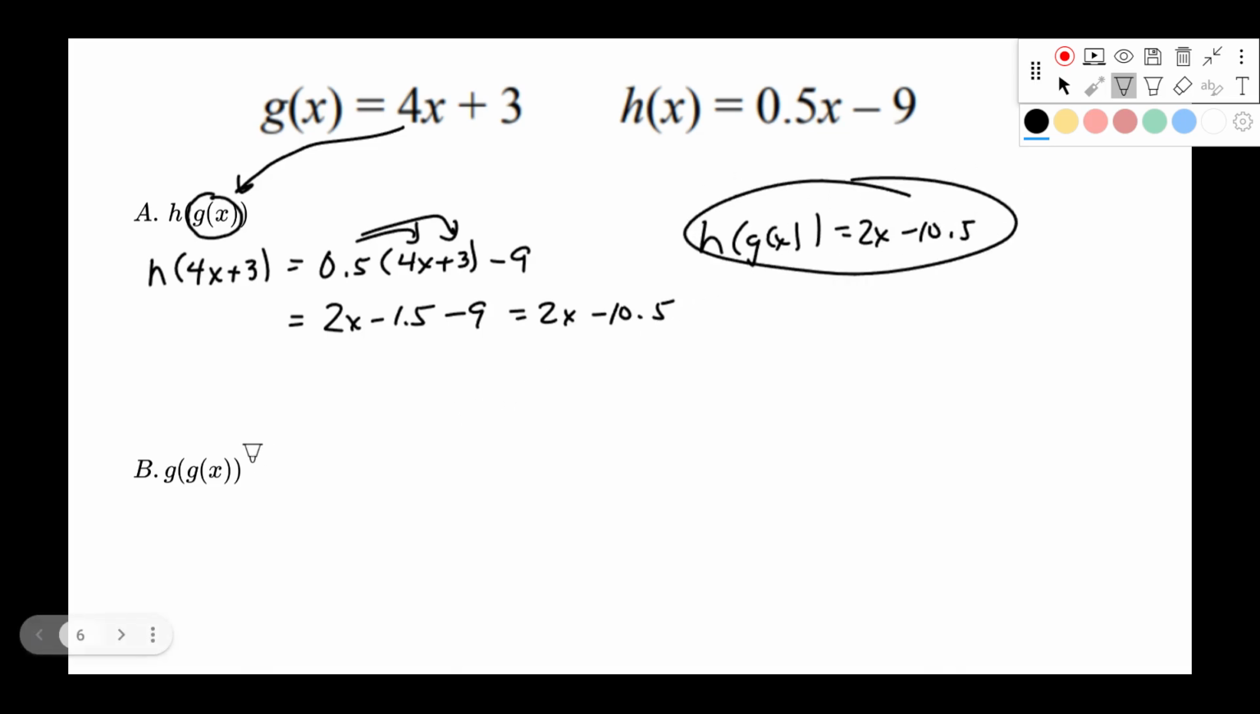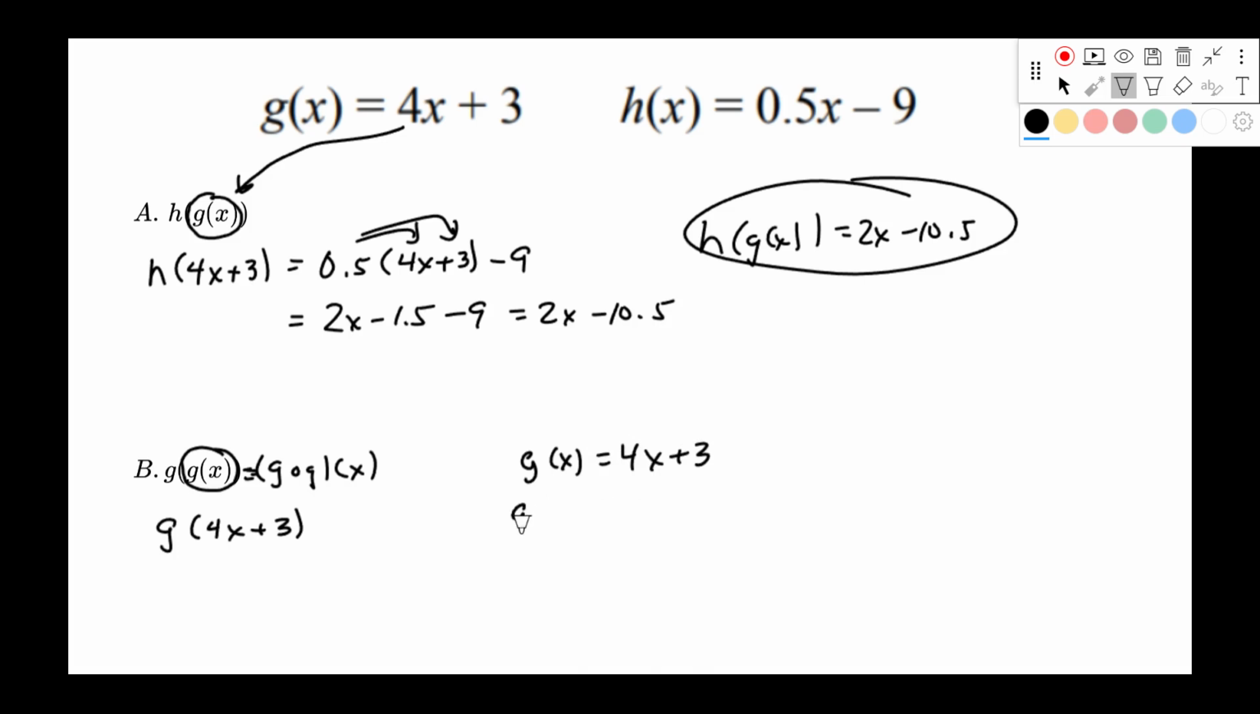Now I want you to take g of x and compose it with itself. Okay, remember, this also could be written like this, just so that we understand that both notations mean the same thing. Okay, so g of x is 4x plus 3. That's what's inside the parentheses here, so I'm starting there. So that's g of 4x plus 3. Okay, so now let me come over here and I'll write the original g of x up top. And I want to find g of 4x plus 3.